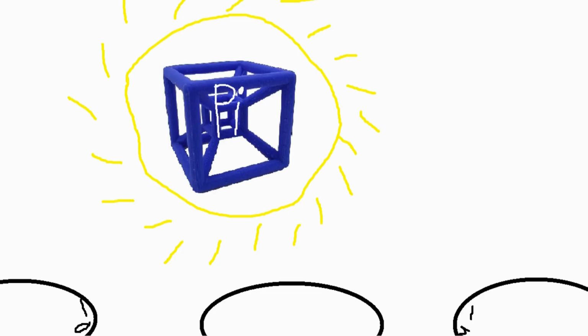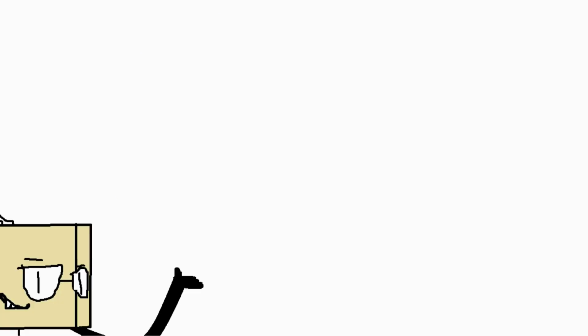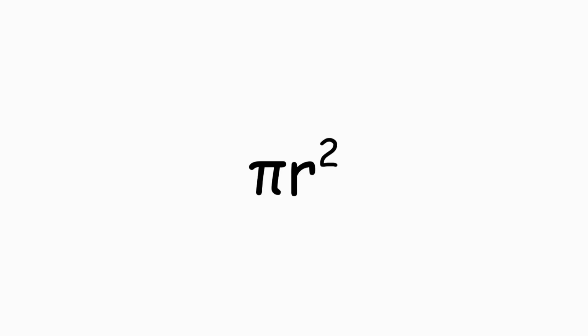Now, the area of a circle is different from any other equation you've ever seen. The equation to find the area of a circle is, drumroll please, pi times the radius squared.